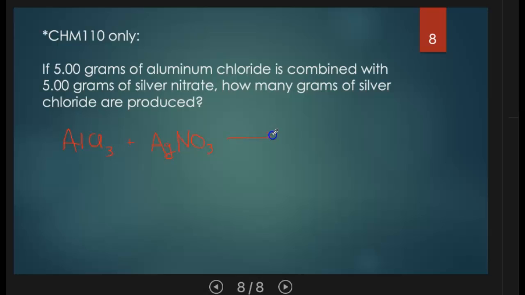So we have to know that this is going to be a double replacement reaction. We have 2 ionic compounds. The silver and the aluminum are going to swap places. And so over here I'm going to write silver chloride, AgCl, plus aluminum nitrate, Al(NO3)3.